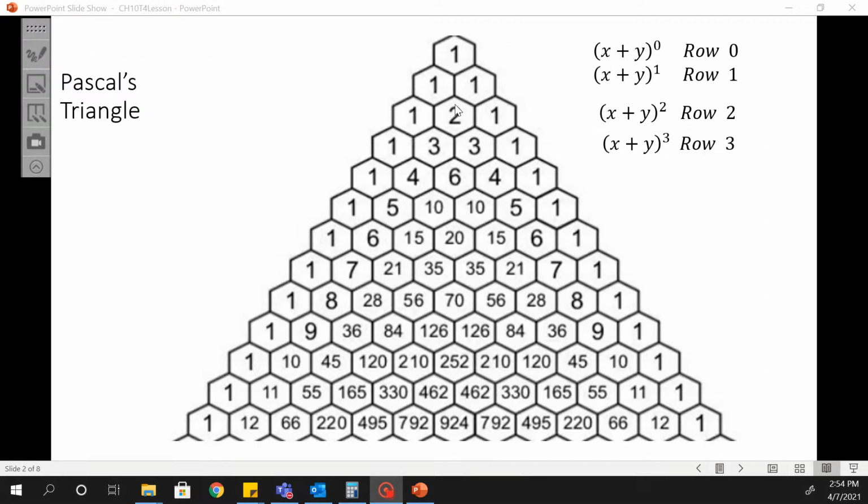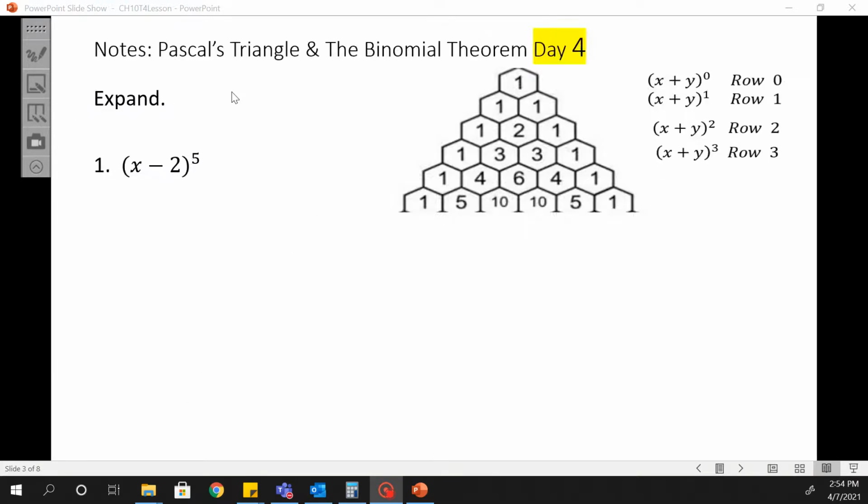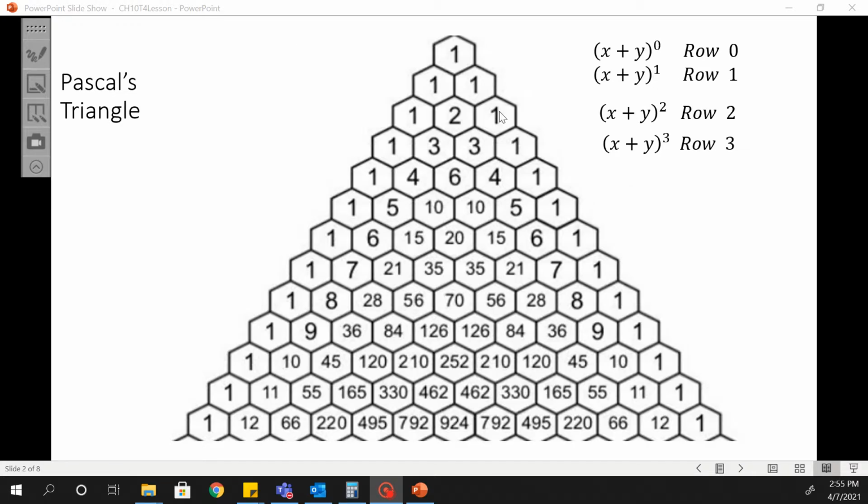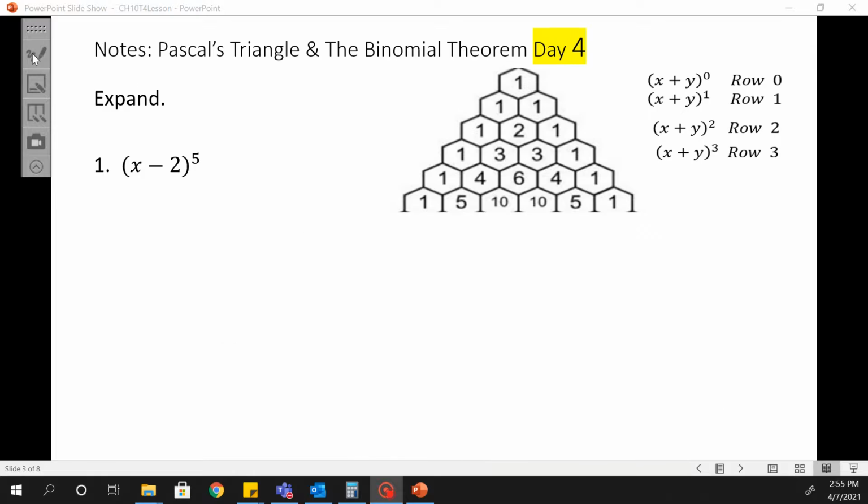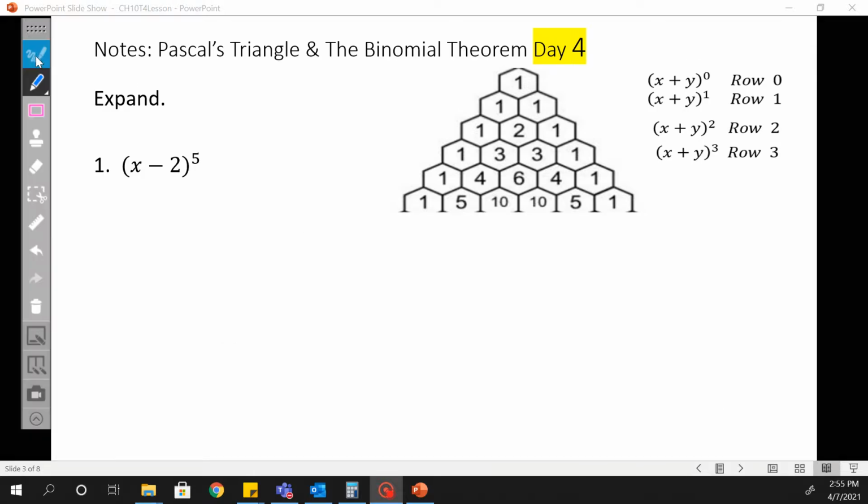When we're expanding a binomial, I'll show you how to do it in a second, but the row that you're using is the exponent here. So this would be the 0 row, this would be the first row, this would be the second row, this would be the third row here. So how do we use this to expand?